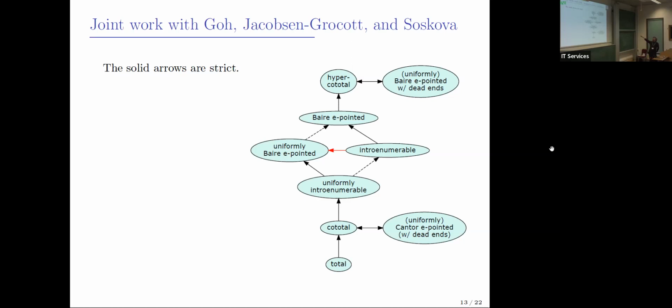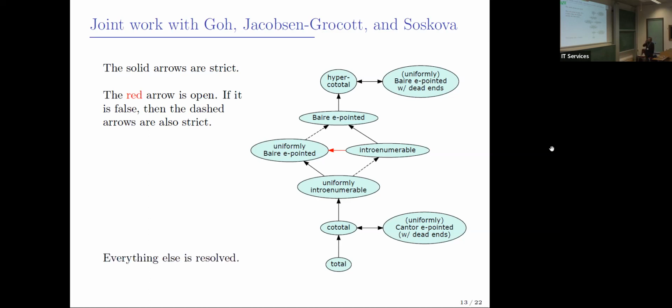And then there's these things up here I haven't talked about. But basically, this part I've definitely talked about. And also this implication if we drop the uniformity. And then these 2 dotted implications are obvious. Whether they reverse, we don't know. The red arrow is open. It's not known if being introenumerable implies being uniformly Baire pointed. We think not. If not, then the dashed arrows are also strict, but we don't know. Everything else is resolved.